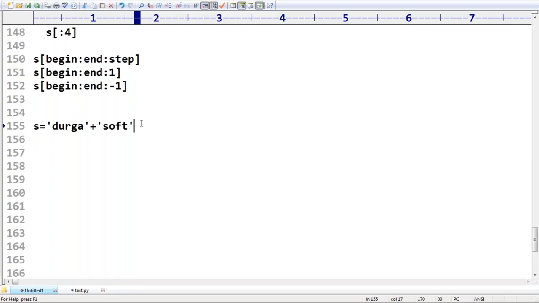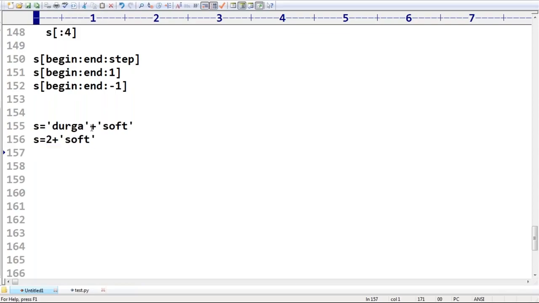Durgasoft, right? Sir, now I'm taking 2 plus soft. Is it valid or not? Please respond, those of you who come from Java. In Java, this is perfectly valid. If at least one argument is a string, concatenation happens automatically, giving 2soft. But in Python, this is invalid. In Java it is valid, sir.